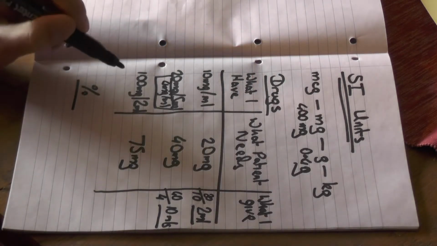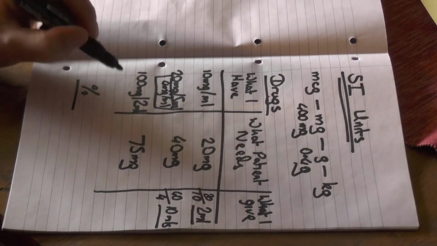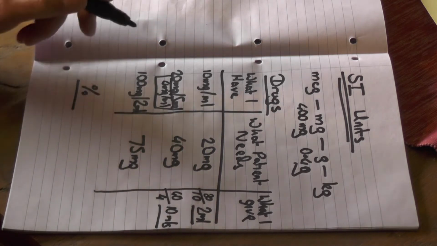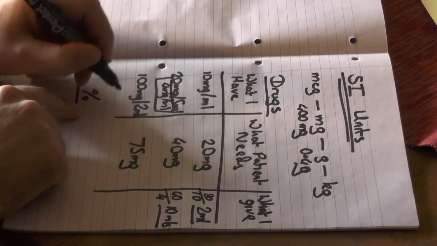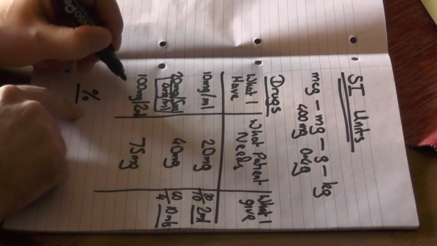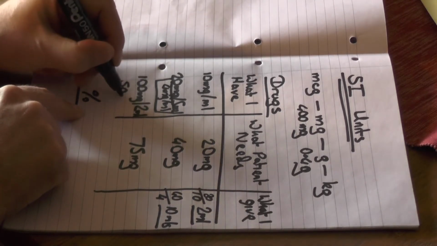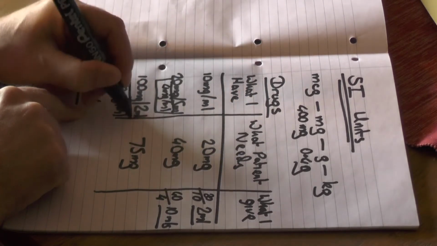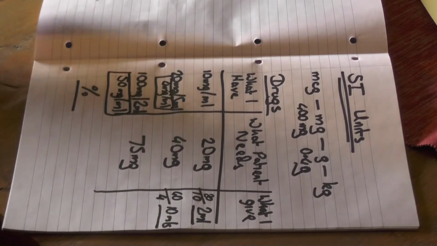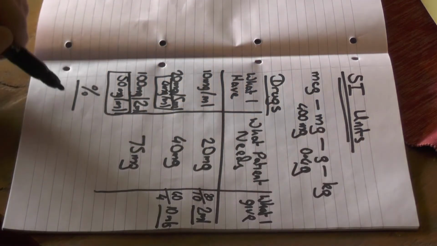Next example, I've now got an ampule which has got 100 milligrams in 2 mils. So same again, I need to get that down to how many milligrams there are in a mil. So 100 divided by 2 means we've got 50 milligrams per mil. Again, I'm just going to box that round because that's the important number, not that.